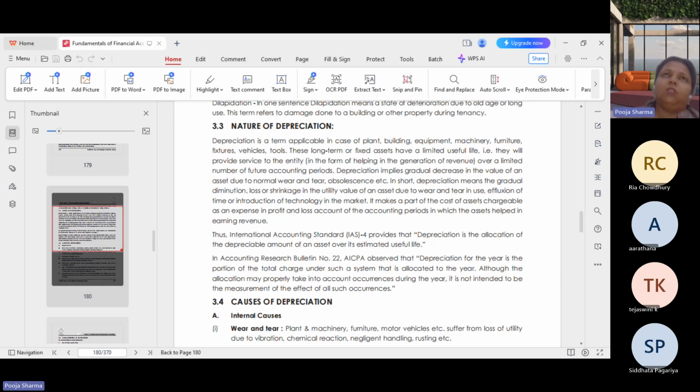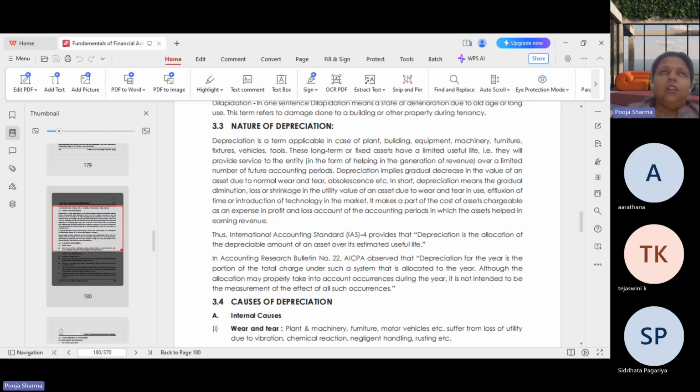Now, causes of depreciation. We have two types of causes of depreciation: internal and external. Internal causes are wear and tear and breakage.